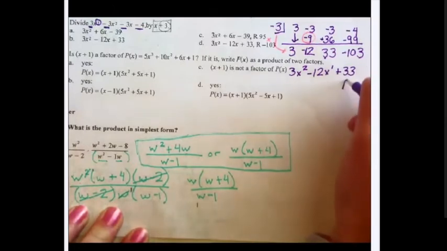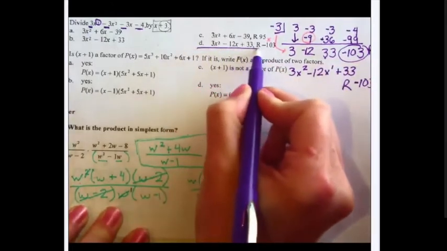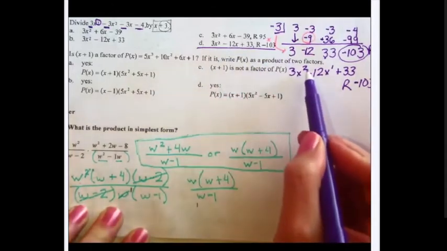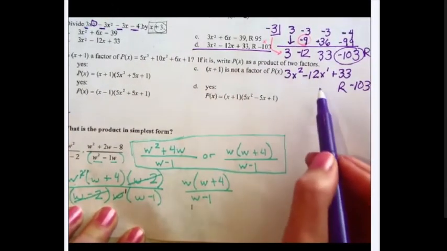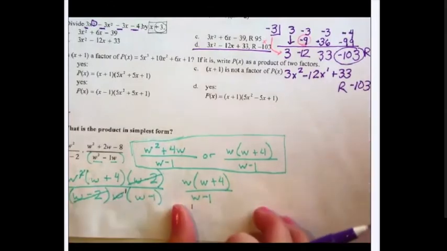And then the remainder, that's always this last piece is the remainder. The remainder is -103. So that's why it's that D answer. See how that matches up? 3x squared minus 12x plus 33 with a remainder of -103.